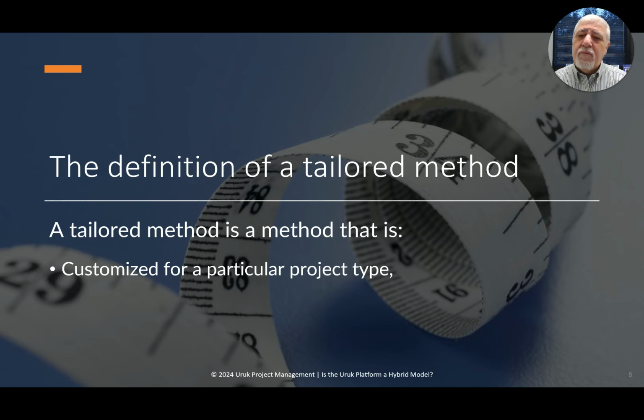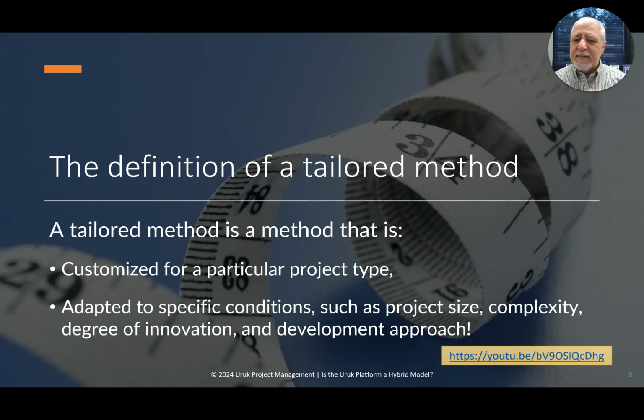Then basically we need to have the method, which is, remember, a tailored method meaning a project management method, meaning a value delivery method, meaning it covers a project from product vision until operation, right? That is the method in our definition. We'll go back to what we discussed, the definition of method and definition of traditional at the start of the session. So a tailored project management method is customized to a particular project type and is adapted to specific conditions such as your project size, complexity, degree of innovation, development approach, and so on.